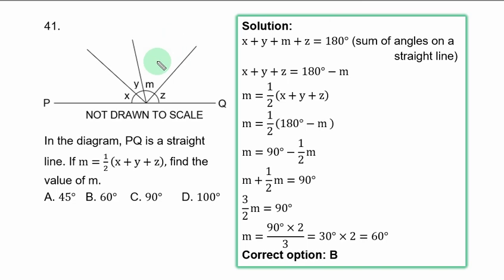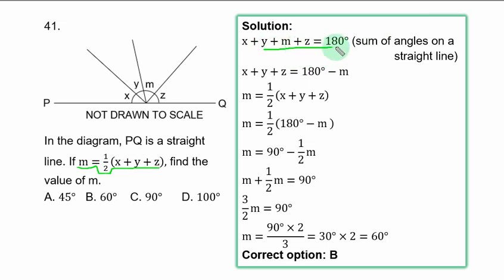Question 41. In the diagram, PQ is a straight line. If M is equal to 1/2 times S plus Y plus Z, find the value of M. From the question, since PQ is a straight line, if you add all the angles, the sum is 180 degrees.